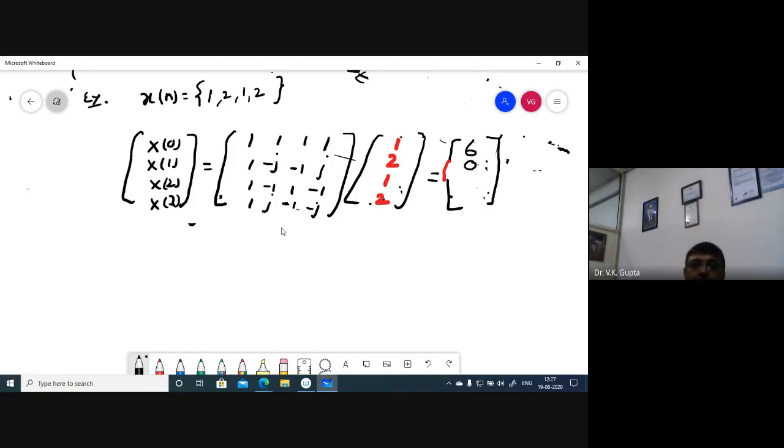Then the third point will be 1 minus 2 plus 1 minus 2, means minus 2. The third point will be minus 2. And the fourth point will be 1 plus 2j minus 1 minus 2j, means it is 0. So now we can easily solve the DFT through the matrix method. It is much easier than computation using the direct formula.